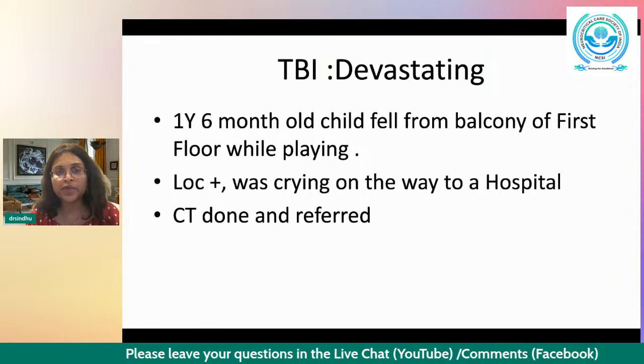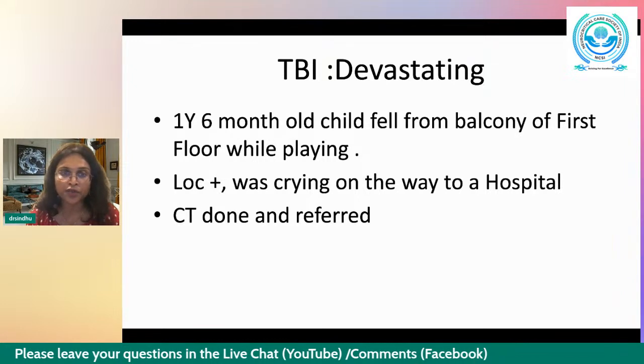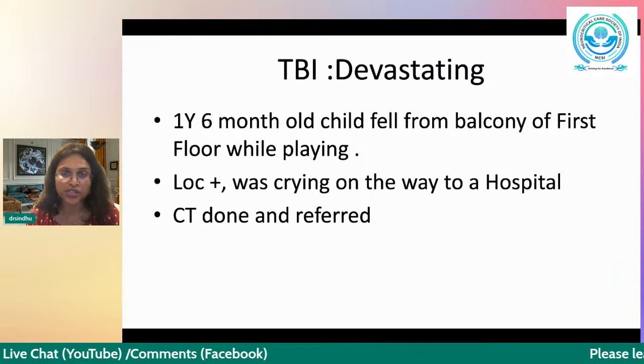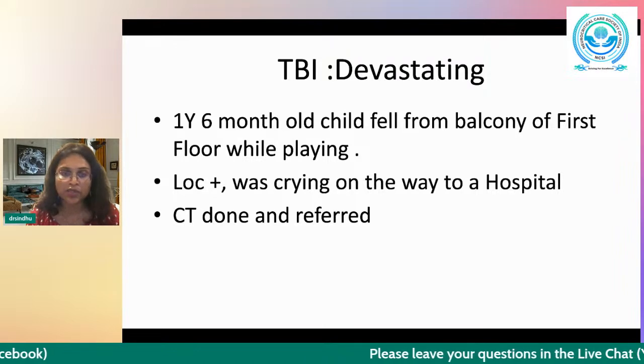A 1 year 6-month-old child fell from the balcony of the first floor while playing. He had loss of consciousness, but he was crying on the way to the hospital. CT was done and referred.